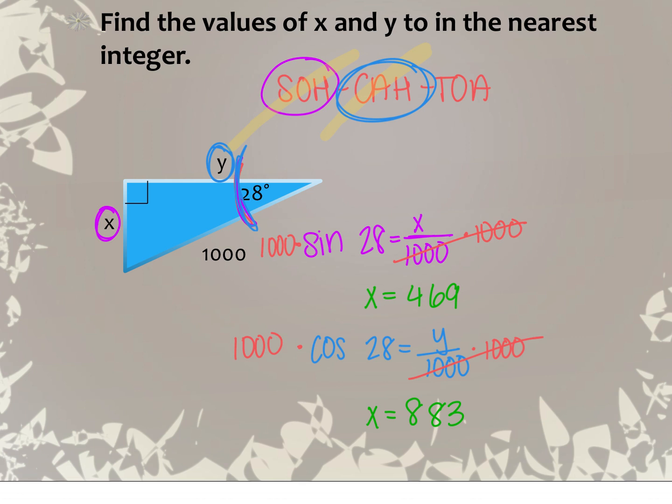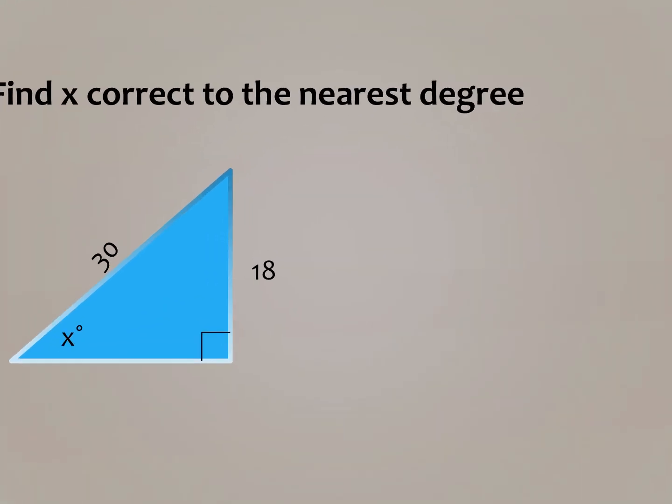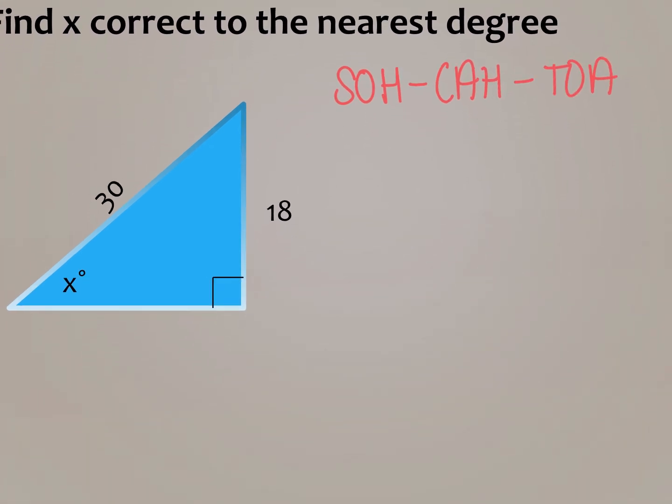Cosine 28. All right, for this one, they want me to find the degree. Again, what am I going to write? I'm going to write my SOHCAHTOA. All right, according to the angle that they're giving me, I'm solving for x.